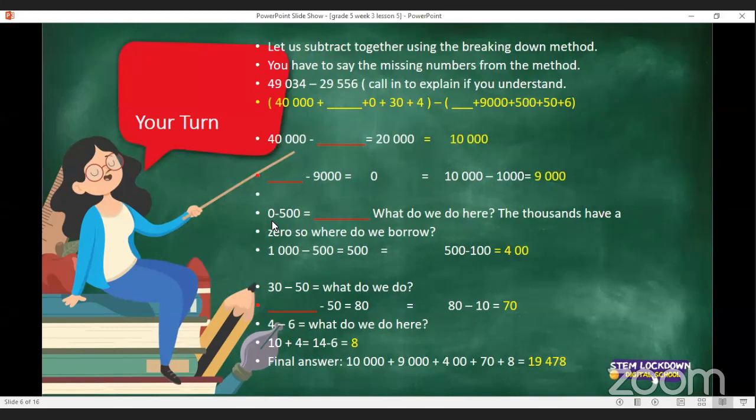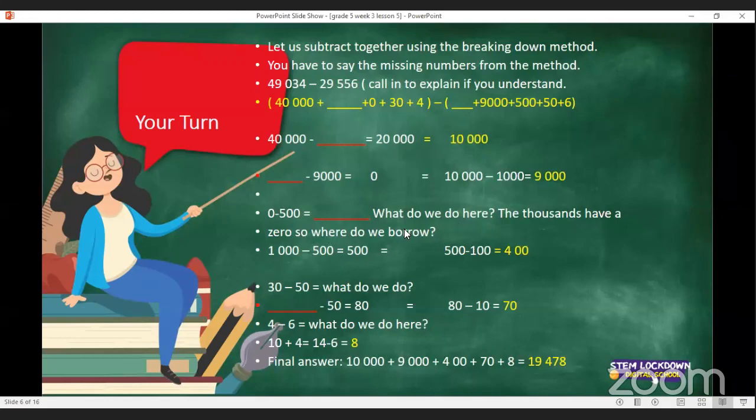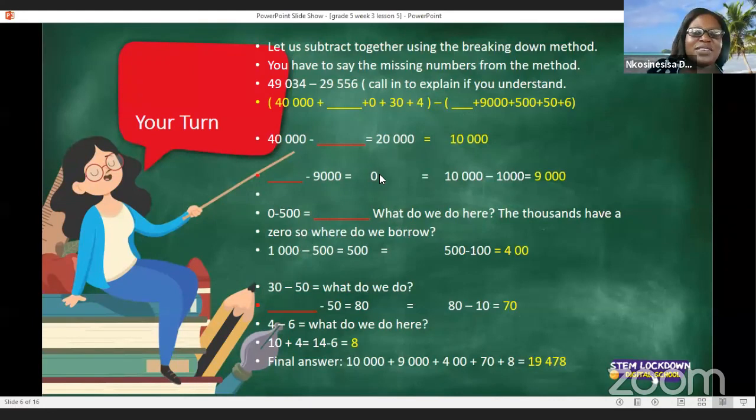And then we come to the hundreds, right? I wrote there for you, 0 minus 500 equals, what do we do here? Is it possible to say 0 minus 500? No, so we have to borrow from the thousands. But the thousands were 0. So what do we do then?